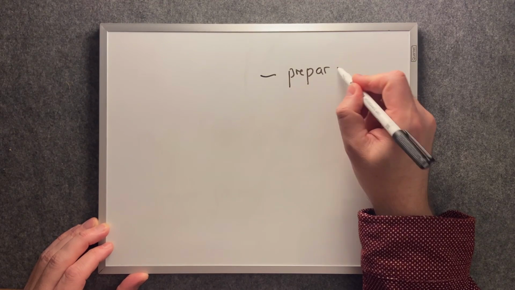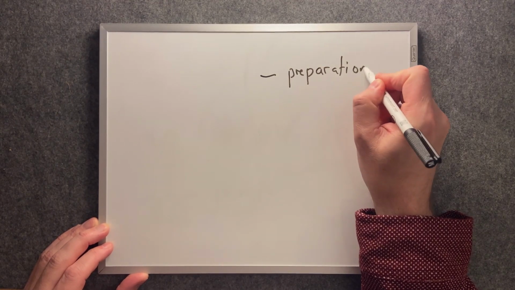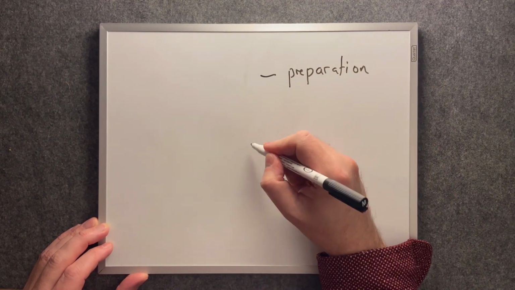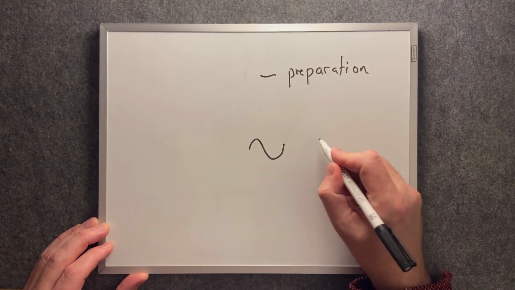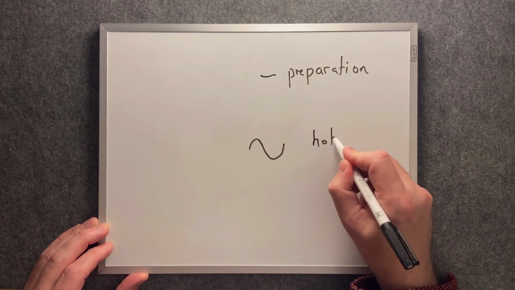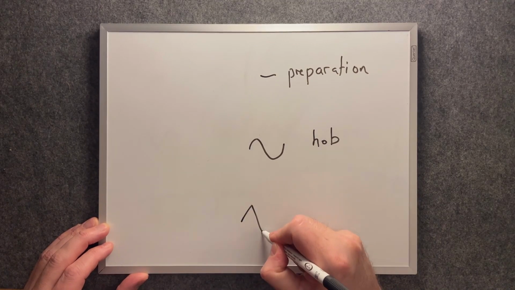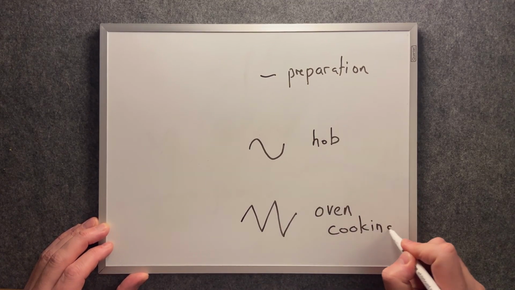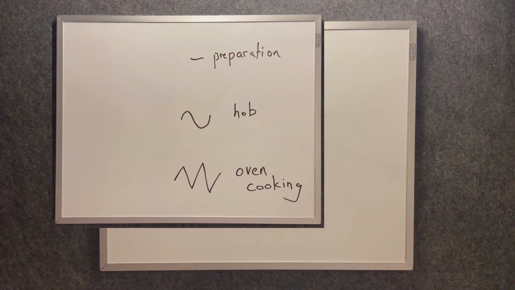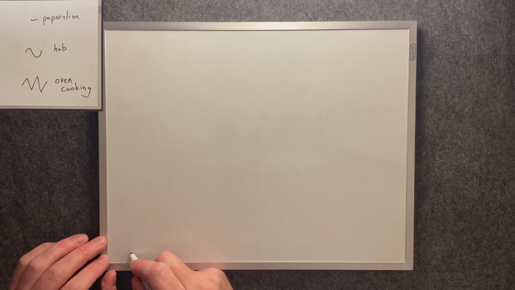A straight line, which represents preparation, chopping up vegetables, weighing out ingredients, stuffing meat. We've got a wiggly line, which represents cooking things on a hob, frying, boiling, making sauces and gravies. And we've got a jagged line, which represents things cooked in the oven, roasting, baking, and so on. Okay, so this is our DGAF diagram.